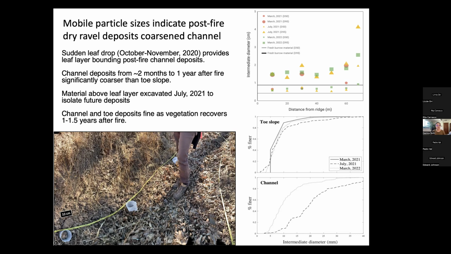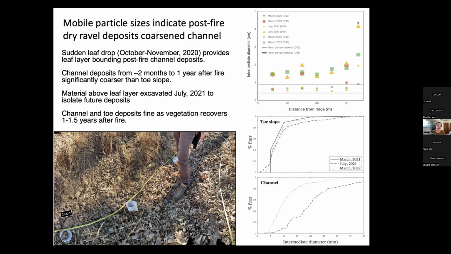First, there was a sudden leaf drop right after the fire, in October to November of 2020, which provided a really convenient leaf layer in the channel at the toe of the hill slope, which bounds the post-fire channel deposits. So when we measured grain sizes in July of 2021, our measurements really represent the deposits from about 2 months to a year after the fire. When we look at the particle sizes for this period, we see that the channel deposits are significantly more coarse than the toe slope across the entire distribution.